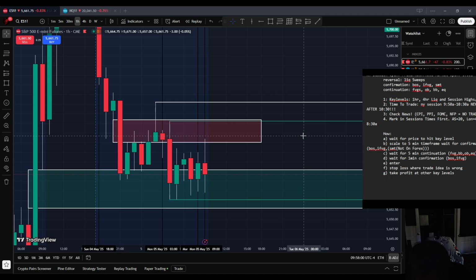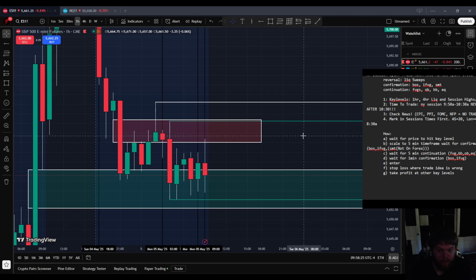Inverse fair value gap. We're going to get an inverse fair value gap. I think we'll see a break of structure before we'll see an inverse fair value gap. Break of structure is the first confluence. One, the downtrend's over, we're moving back higher. Two, we move on to a fair value gap after that to determine price continuing higher.